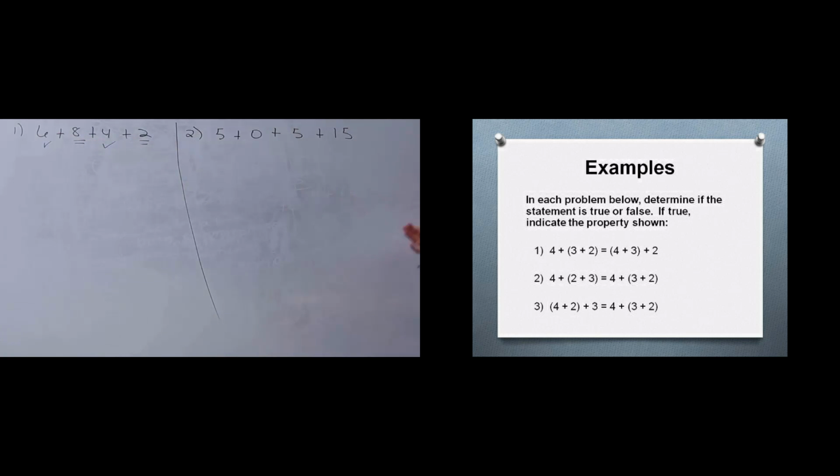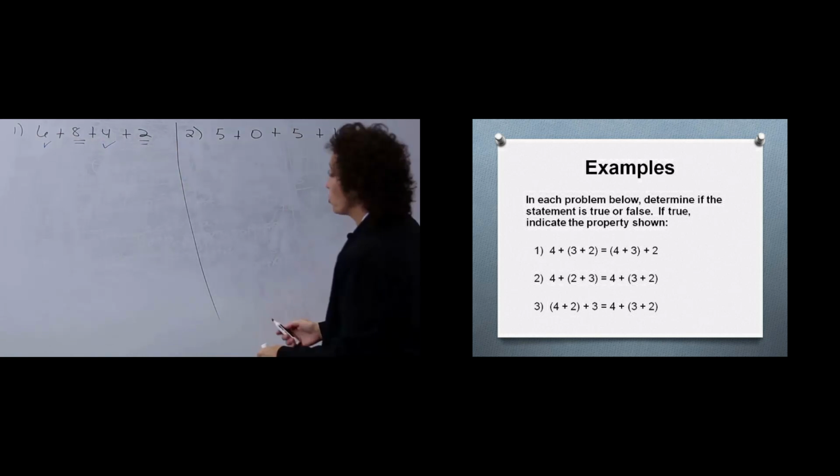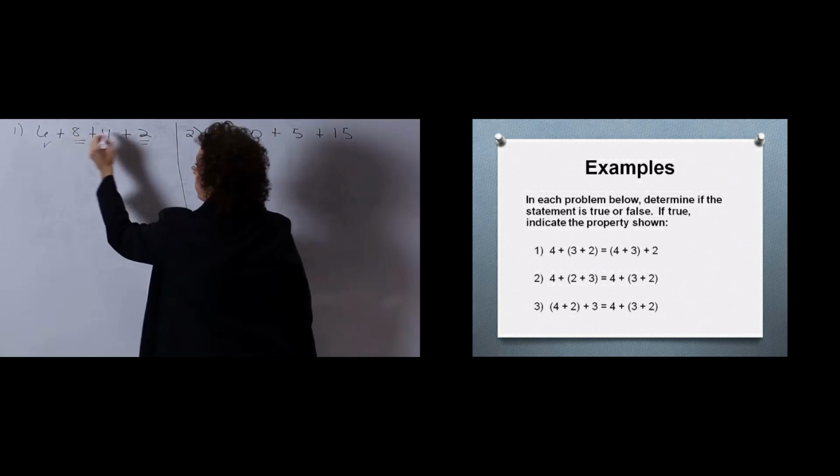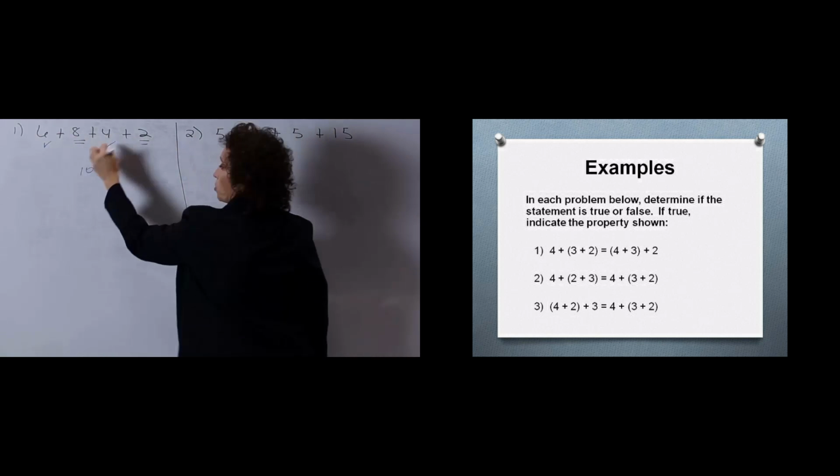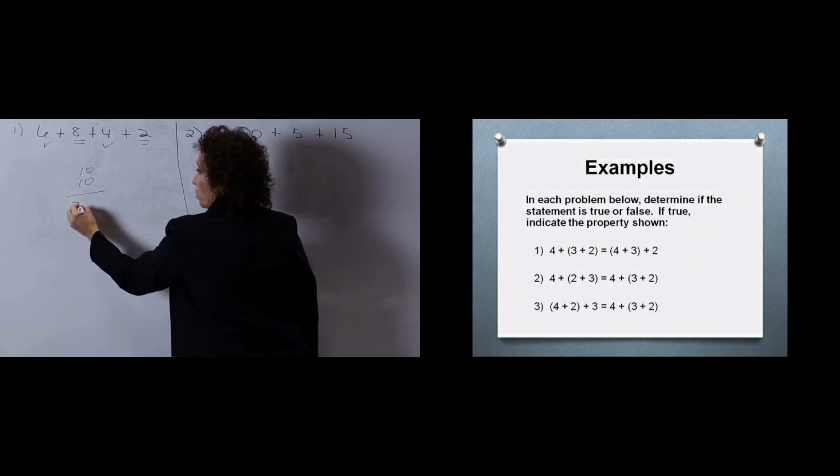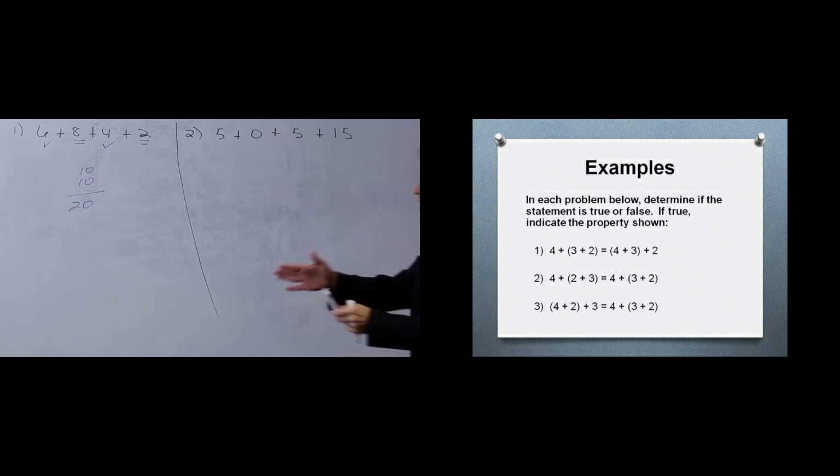What I did there is I used the commutative property. I changed the order. I also changed the grouping. So I actually did both associative and commutative properties there. And we have 8 plus 2 is 10, plus this 6 plus 4 is 10. So the answer to this problem is 20. That's a lot easier than adding them all up from left to right.